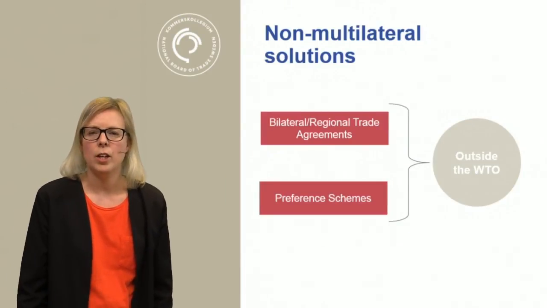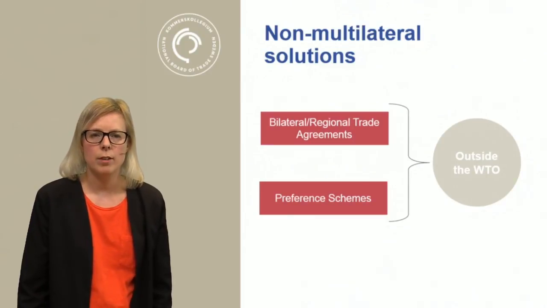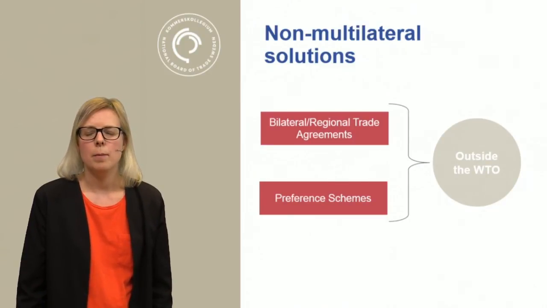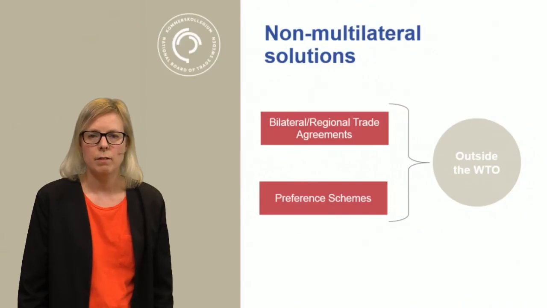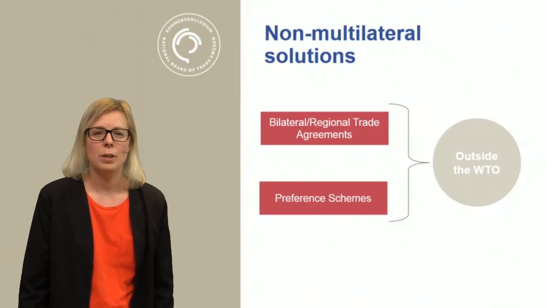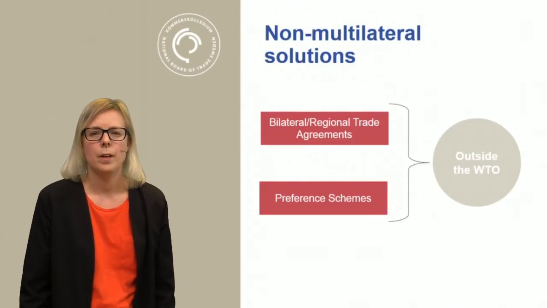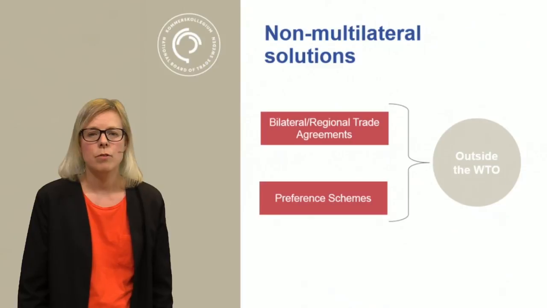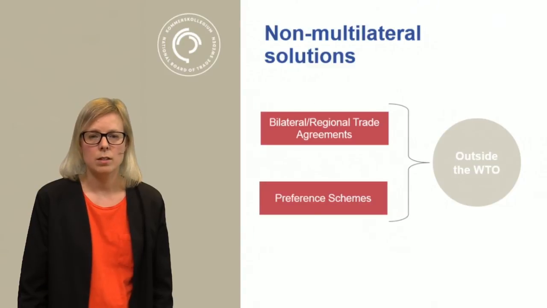Another way of engaging only a few WTO members is to negotiate bilateral or regional trade agreements. These agreements are negotiated and applied outside the framework of the WTO. The parties of such agreements give each other benefits not given to other WTO members, which is normally not allowed in the WTO due to the most favored nation principle. Therefore, bilateral or regional trade agreements need to be exempted from this principle. This requires fulfilling certain conditions.